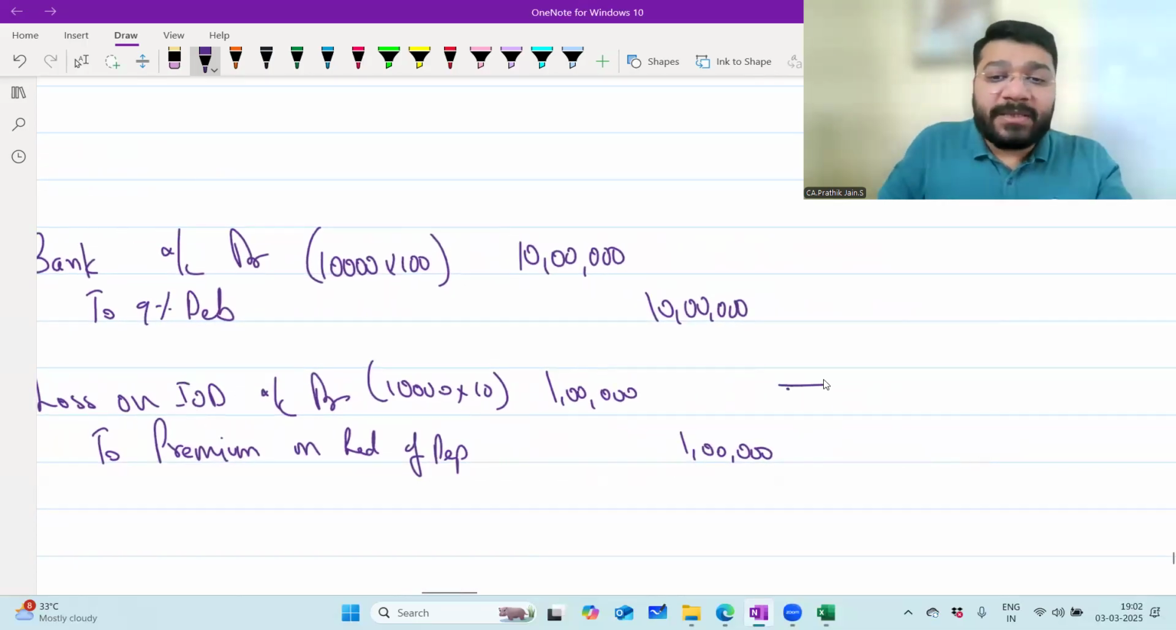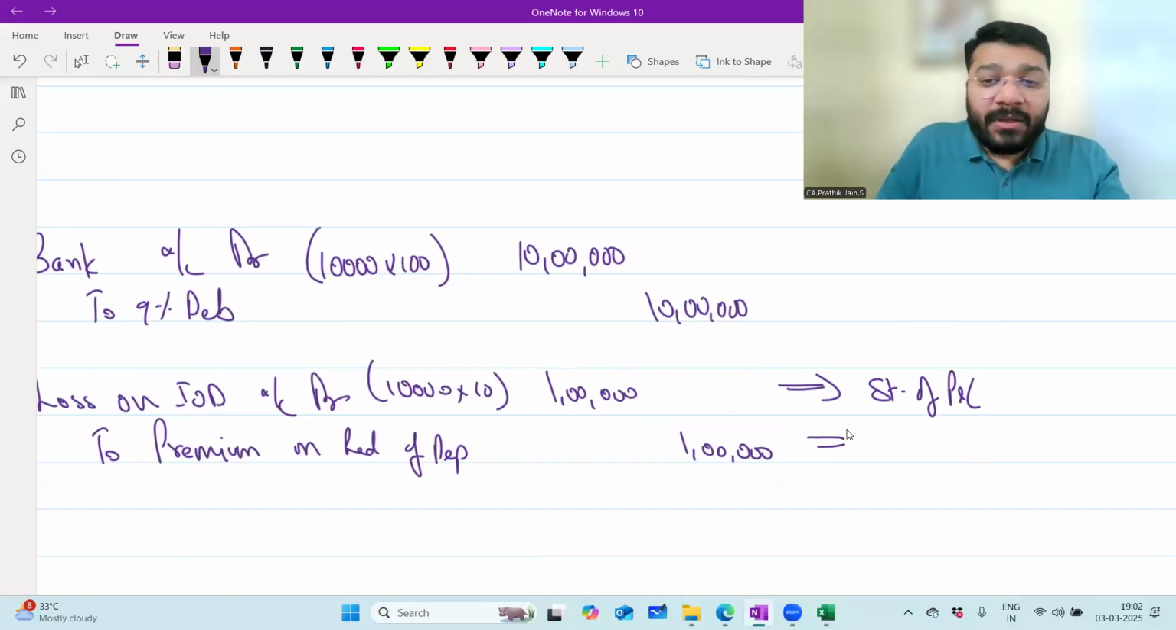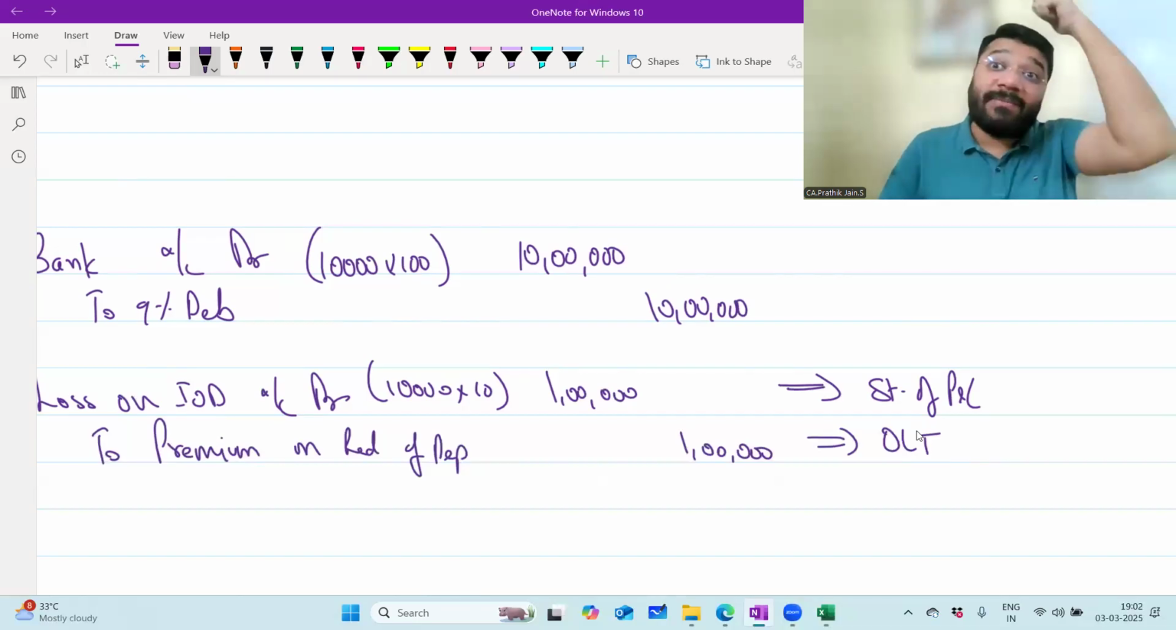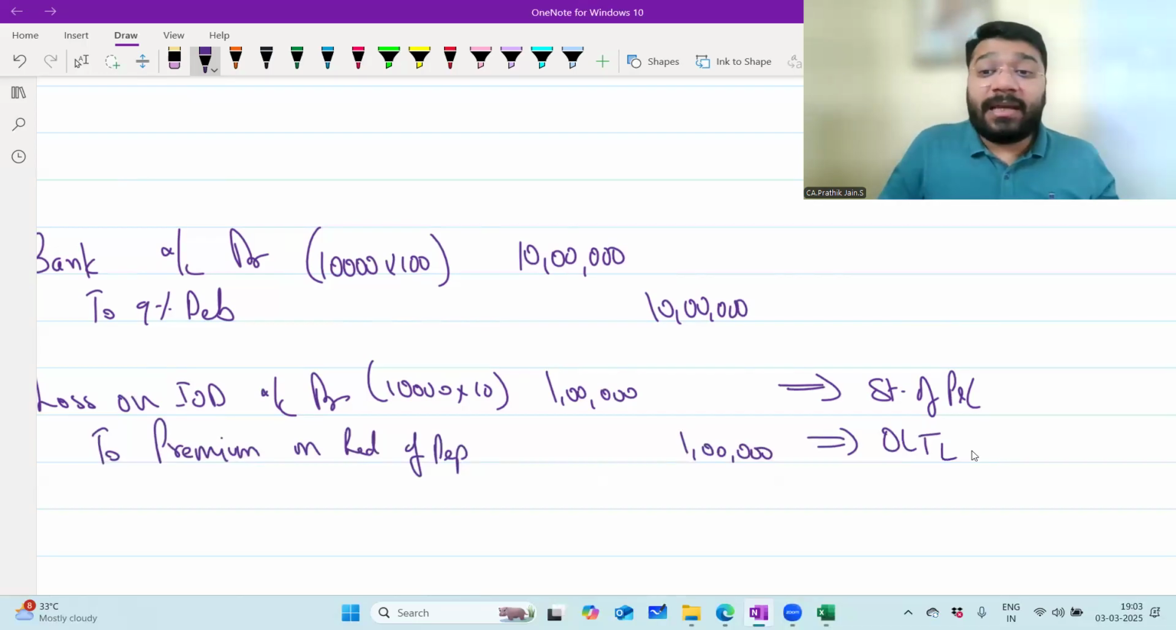Now, loss on issue of debenture is a nominal account. This will go to the statement of P&L. Premium on redemption of debenture is your liability. When are you going to repay this? After 5 years, beyond the benchmark date. So this goes to other long-term liabilities, correct? So you will pass this only in the first year itself. That's what it is. Yes.